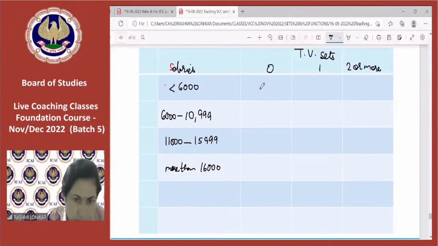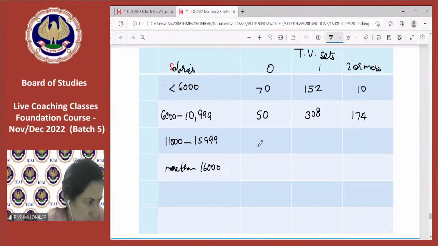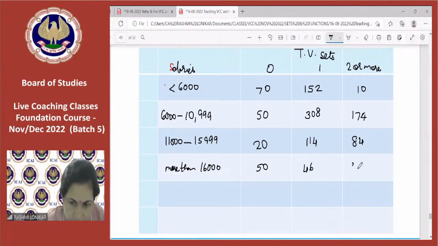Okay. So this is 70, 152 and 10. This is 50, 308 and 174. This is 20, 114, 84. And then this is 50, this is 46, and this is 94. Okay. Now I have totaled this. You can do it yourself also. This is 190, this is 620, this is 362.